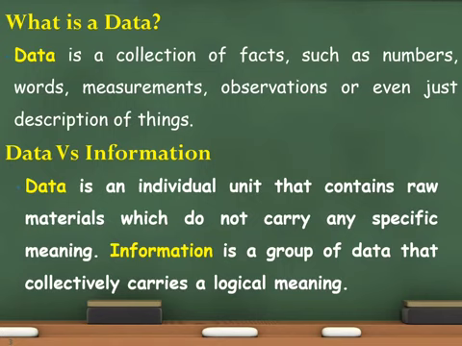Although data and information seem to be similar, they have differences. Data is an individual unit, but information is a group of data. Data does not have a specific meaning, but information has a logical meaning. For example, a student mark is a data, but average marks of a class is an information. Individual mark does not have a specific meaning, but in information, the average mark of a class has a logical meaning and is sufficient for decision making.